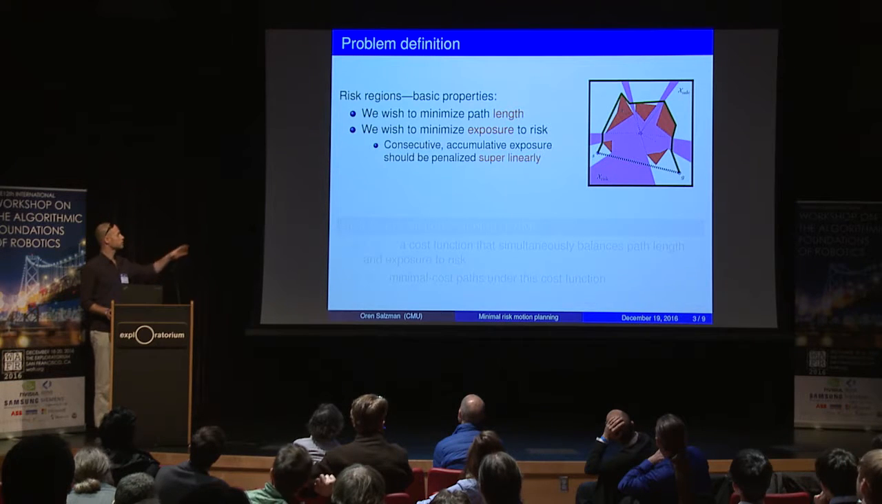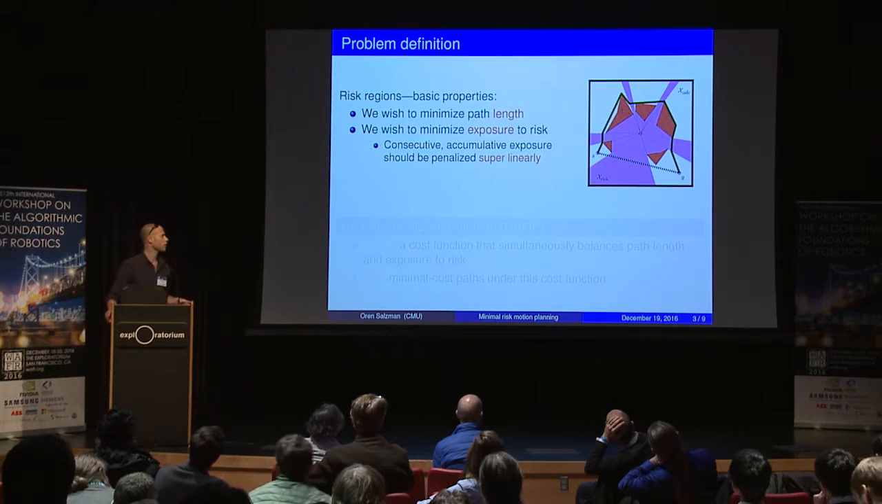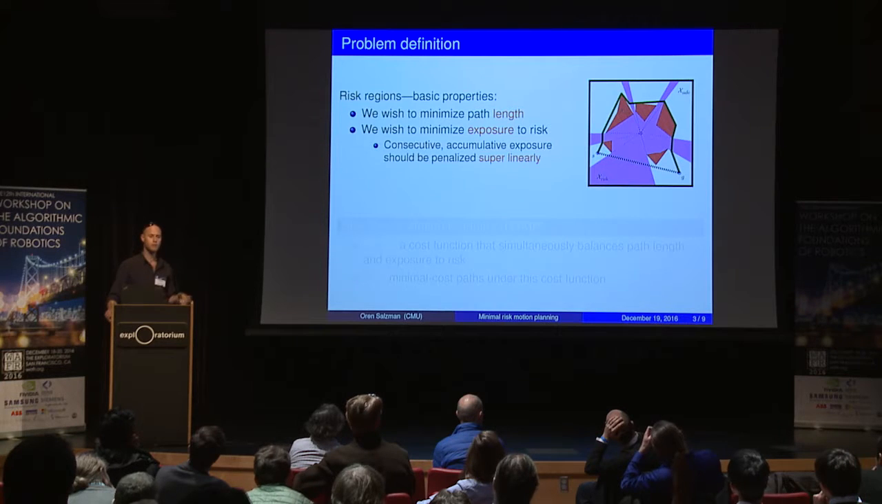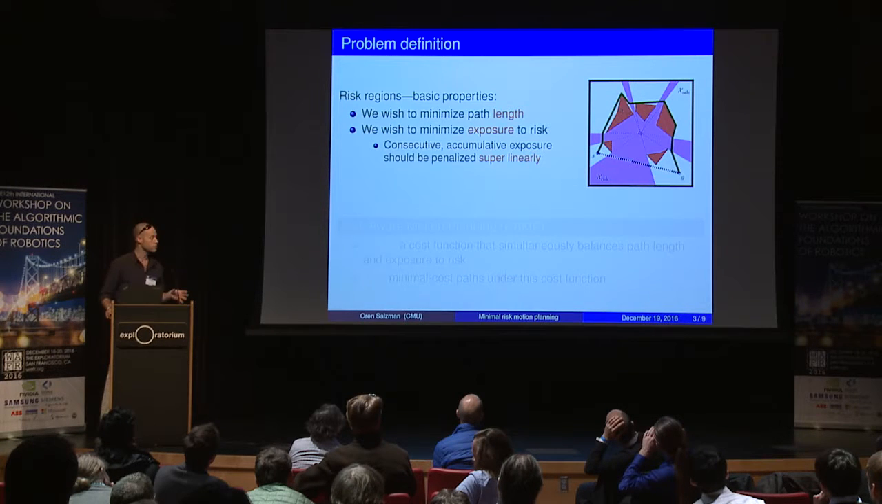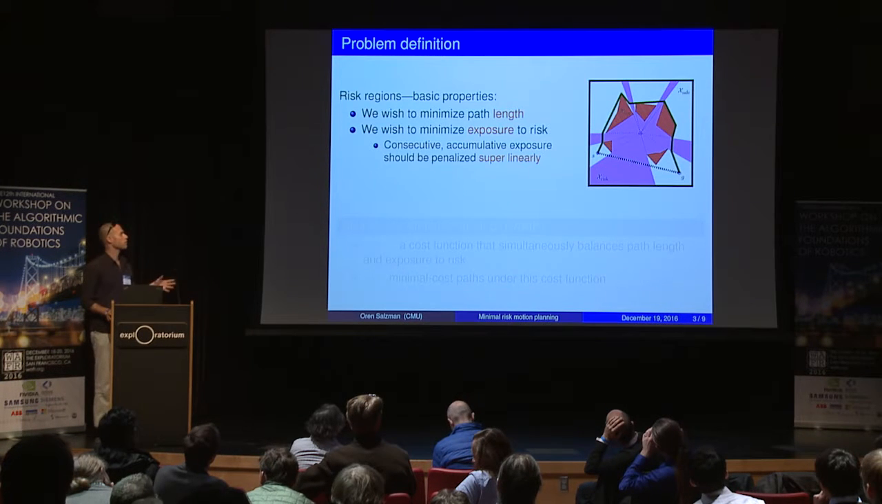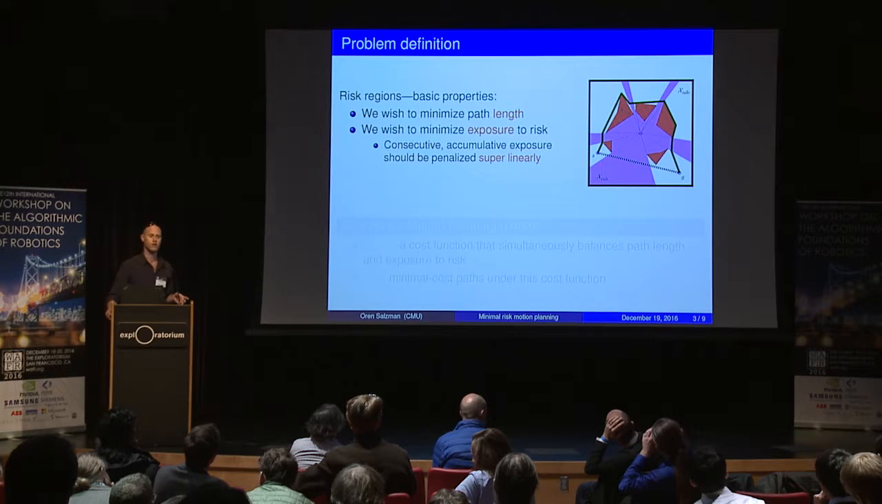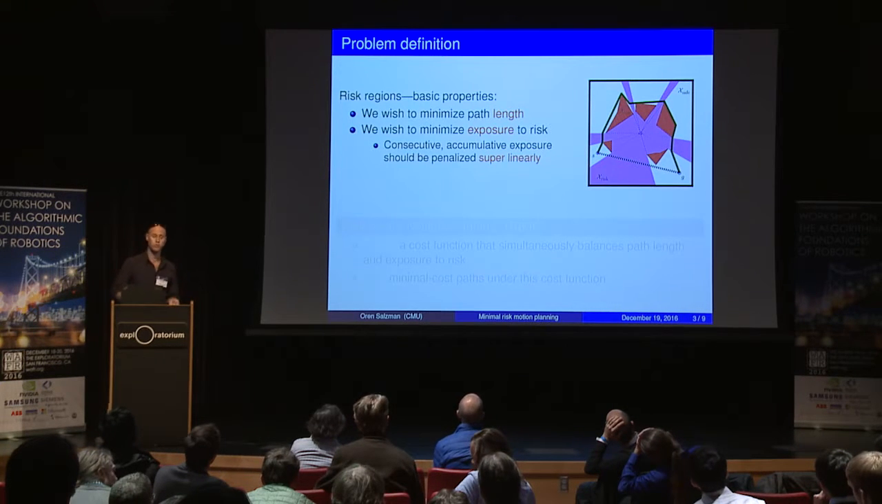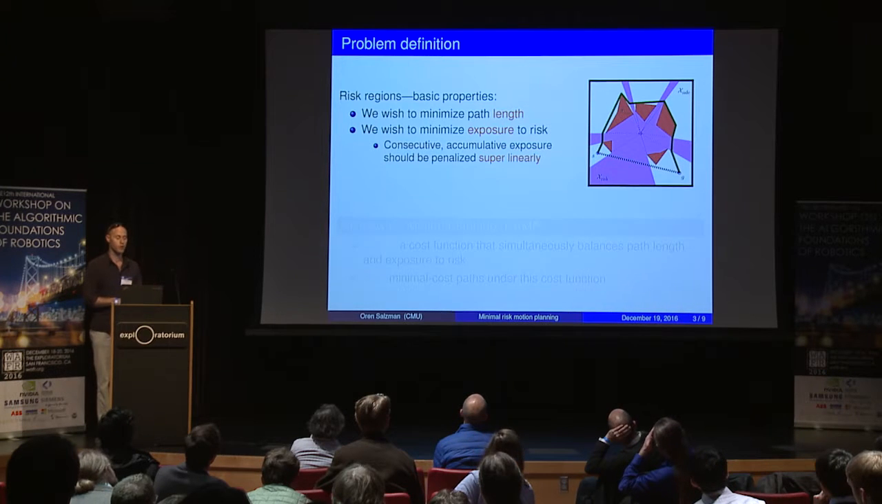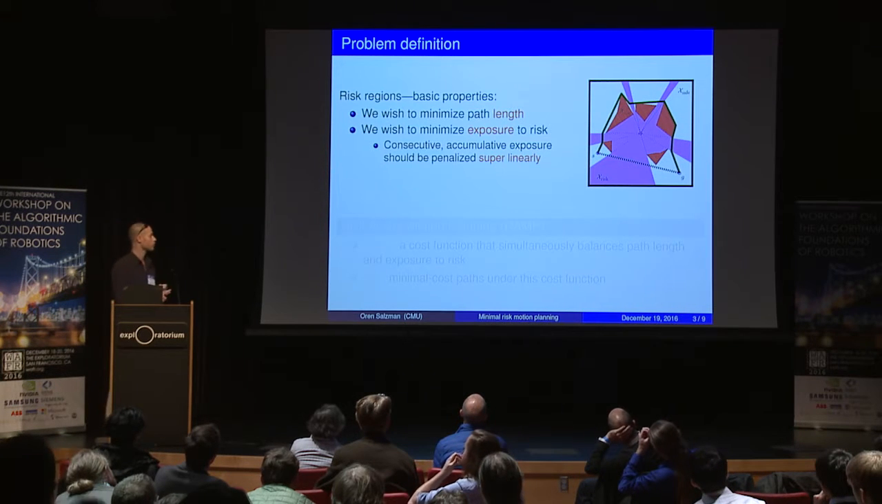In the 2D case, which is another example here, we have some kind of a threat. In this case, it's a sniper, say, in the middle. And all points visible to the sniper define a risk region. This is the purple region. And we want to plan a path between a source and a goal point. And we want to balance two properties. We want to minimize path length, and we want to minimize exposure to the risk.